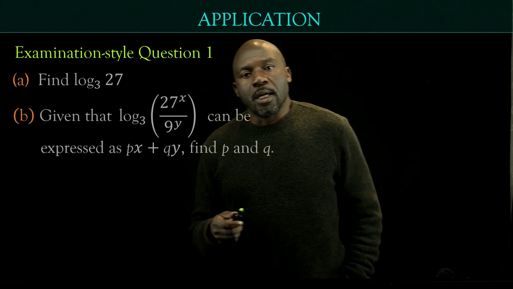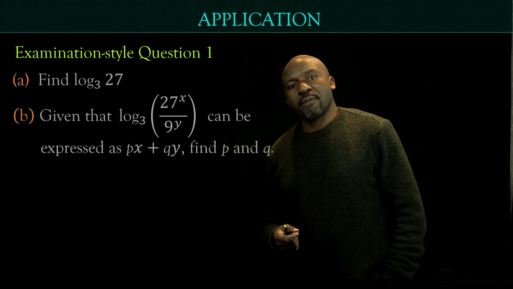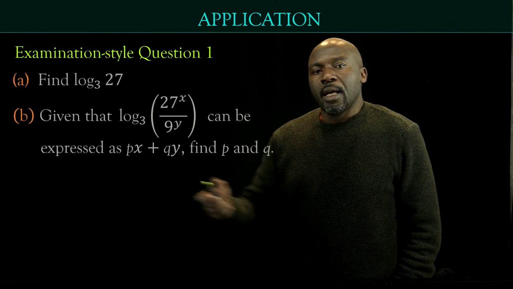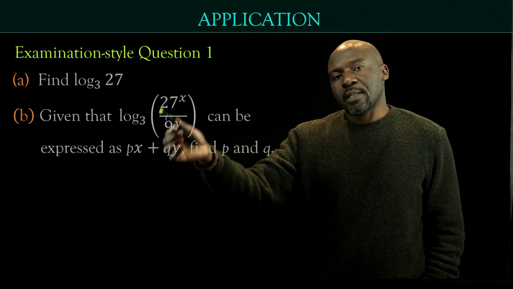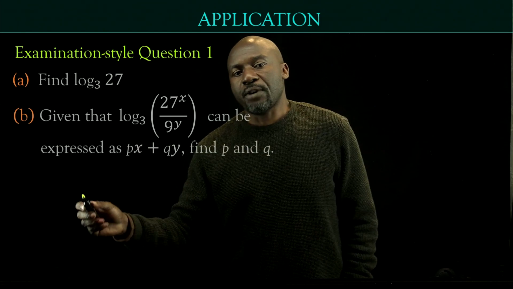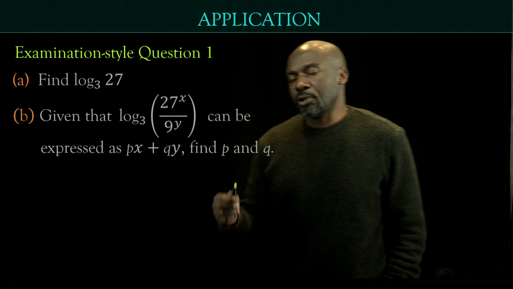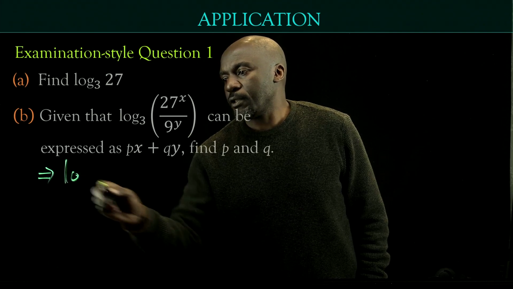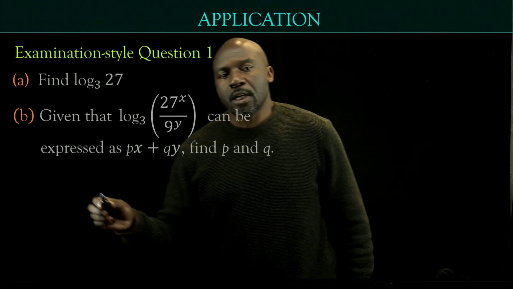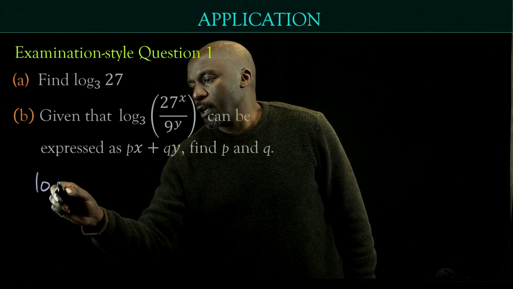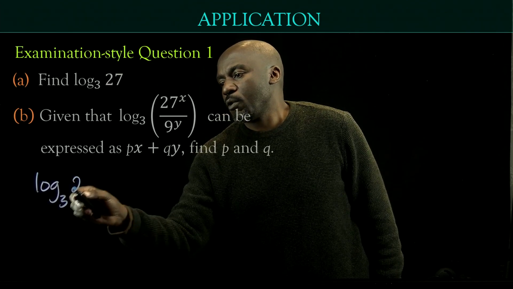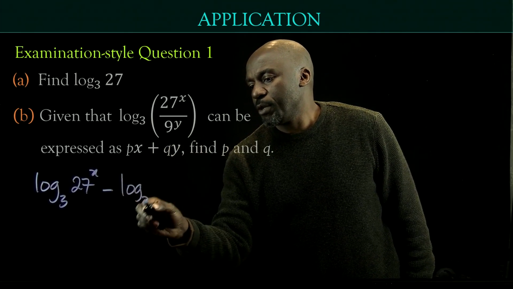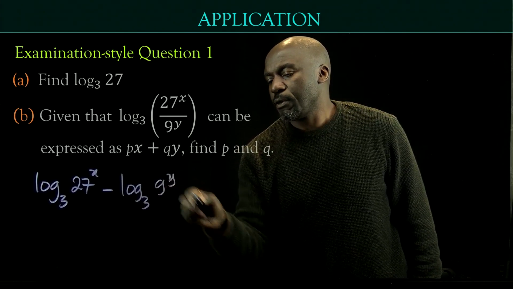Part B of the question says that given that log to base 3 of 27 power x over 9 power y can be expressed as this, find p and q. Obviously we can see that the argument is a quotient, something divided by another. So the first thing I want to do is split that into two terms. This becomes log to base 3 of 27 power x, and because it's a quotient, this is going to be minus log to base 3 of 9 to the power of y.